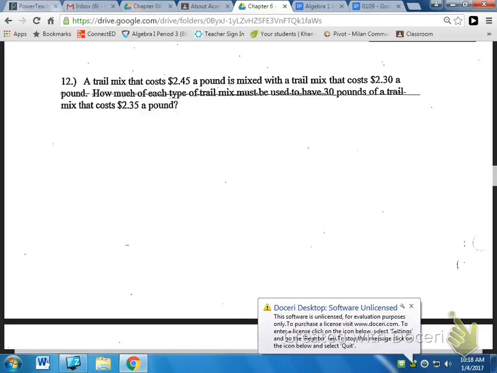I'm going to say the 2.45 mix is X, and the one that costs 2.30 is Y. Without writing it out again, just to save a little time, my first equation is X plus Y. Well, how many am I going to have total of X and Y? 30. Okay, so there's a total of 30 pounds.